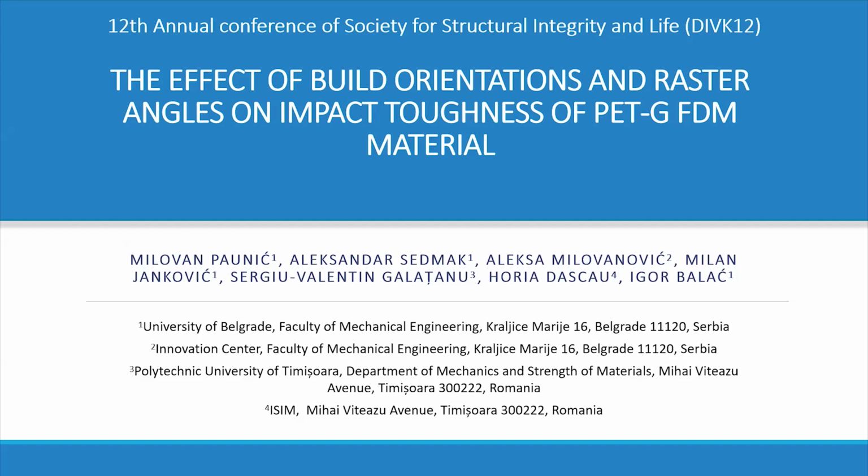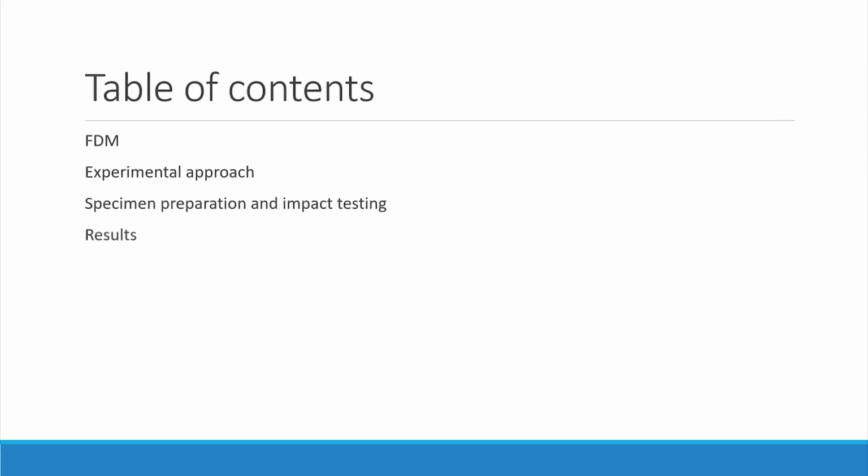in aim to obtain information: does adding short carbon fibers improve material properties, to be exact, impact toughness, and all that in a different temperature range, from room temperature to cryogenic temperatures. Table of contents. I will talk about basic things about FDM, our experimental approach, specimen preparation, and testing results. I will do a comparison between PETG and PETG plus short carbon fibers, and after that, I will draw some conclusions.